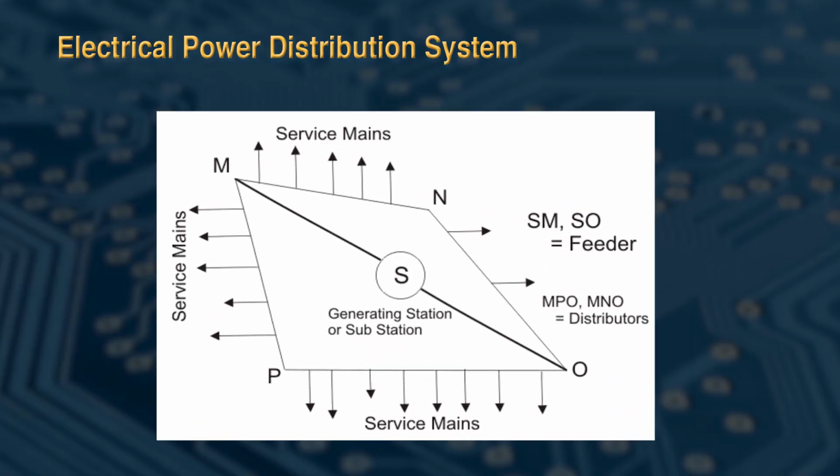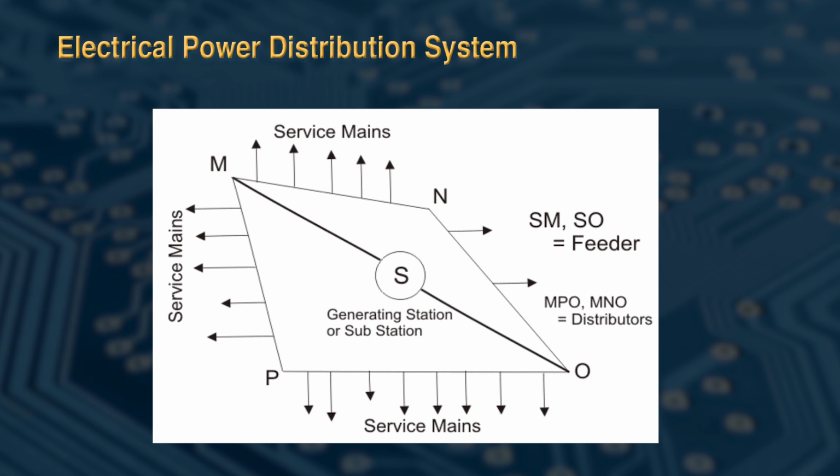Here you can see in this diagram that S denotes either the generating station or substation. SM and SO are denoted as feeders, and MNO and MPO denote the distributors. So here you can see this MN, or you can say ON, is a distributor, this MP is also a distributor, and PO is also a distributor. This power can be transferred from the distributor to the consumer with the help of the service mains.